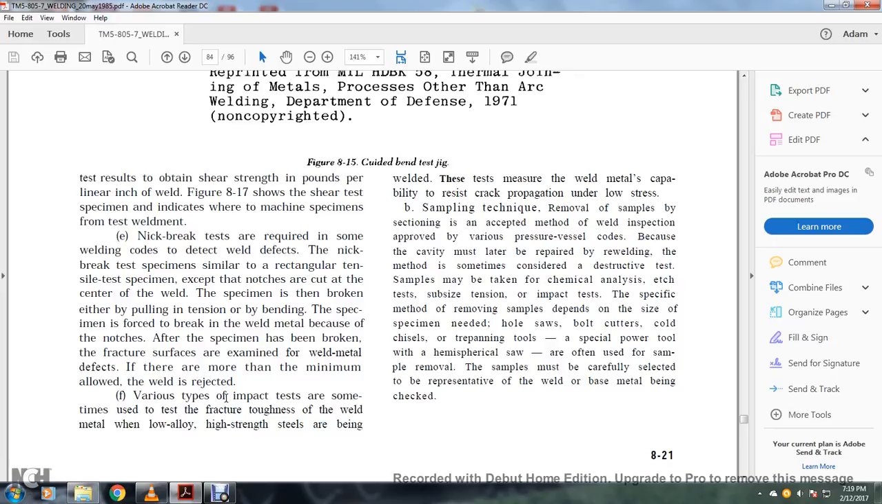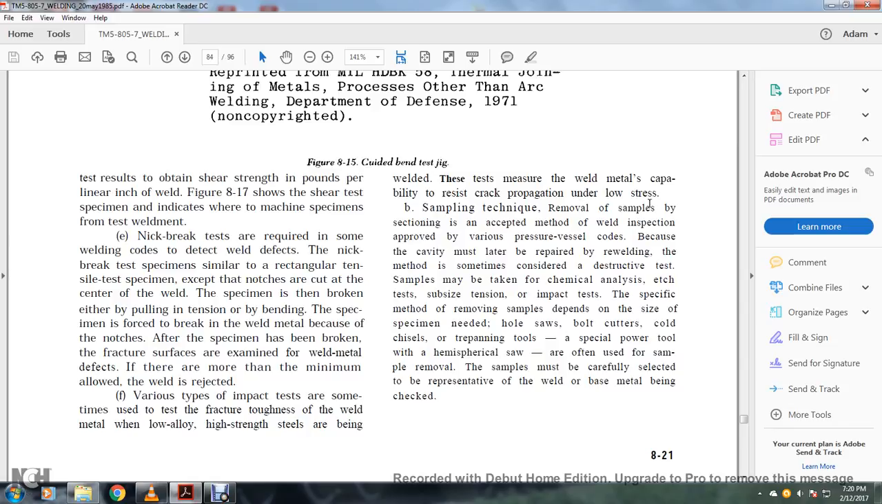Various types of impact tests are sometimes used to test fracture toughness of the weld metal material when low alloy, high strength steels are being welded. For these, the test measures whether the weld metal resists crack propagation under low stress.